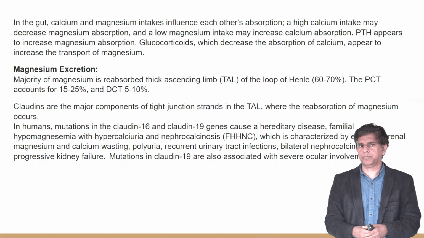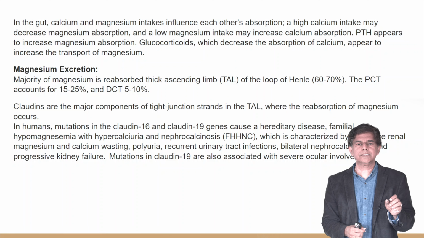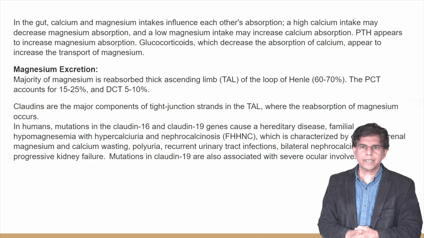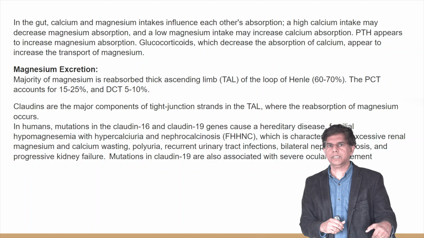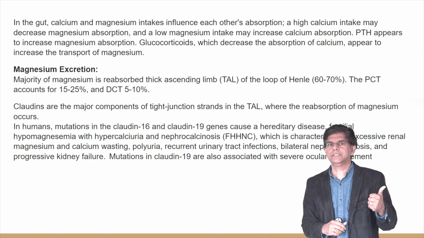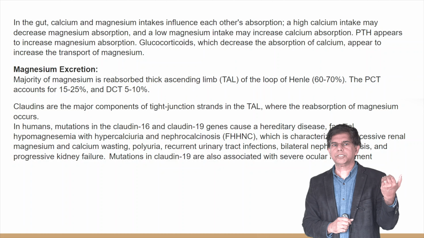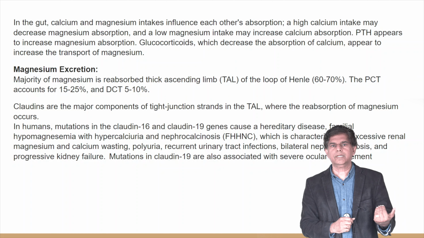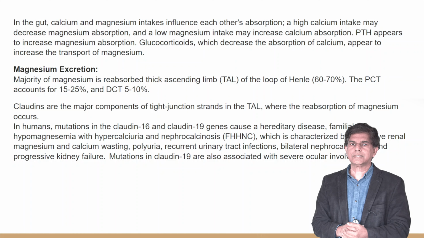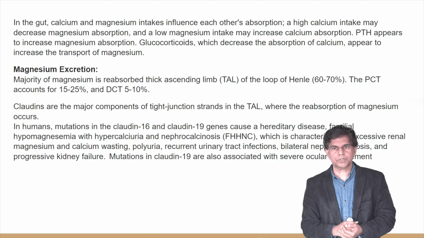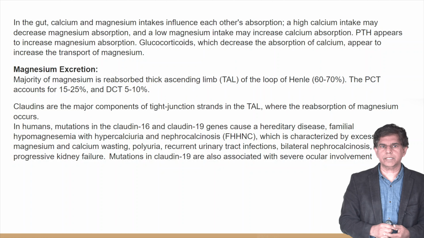So it's also very important. In the gut, calcium and magnesium intake influence each other's absorption. A high calcium intake decreases magnesium absorption, and a low magnesium intake increases calcium absorption. Remember that. Also, PTH appears to increase magnesium absorption. Glucocorticosteroids decrease the absorption of calcium but appear to increase the transport of magnesium. So remember that all of this is interlinked together.